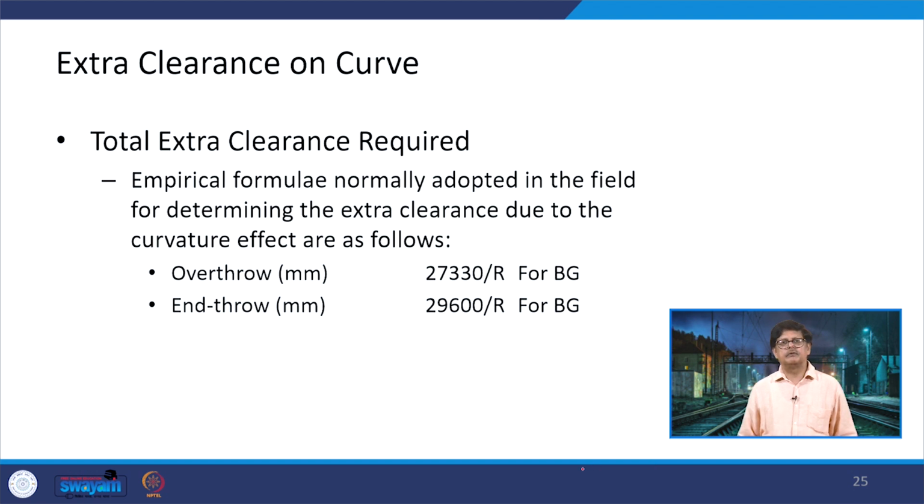Now, the empirical formula which is adopted in the field for determining the extra clearances required due to the curvature effect is, in the case of overthrow, 27330 by r, and in the case of end throw, 29600 divided by r, and this value will be in mm.